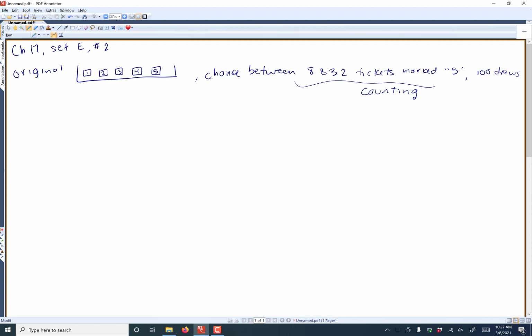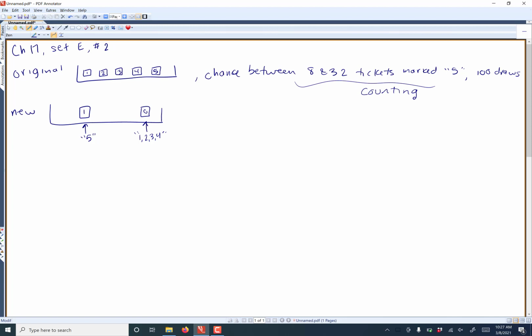Anytime you want to count, so it's saying we don't care if we have 1s or 2s or 3s or 4s, it's just either a 5 or not a 5. Anytime you're counting and there's only one thing you care about, you're going to want to make a new box. In this new box, you have a 1 for what you want, 0 for what you don't want. So we want to get things marked 5 for the 1. For everything else we don't care about, that would include 1, 2, 3, and 4.